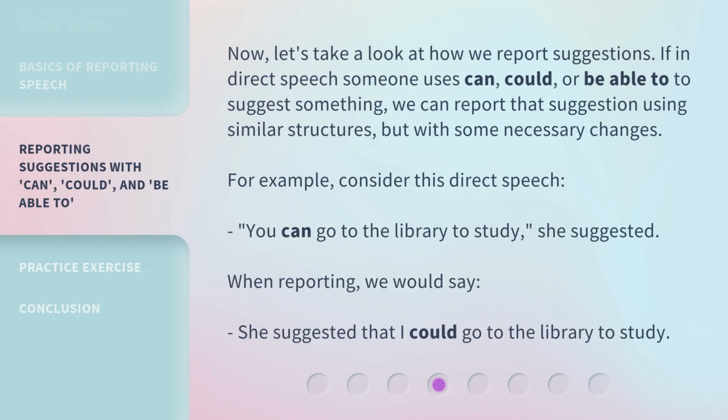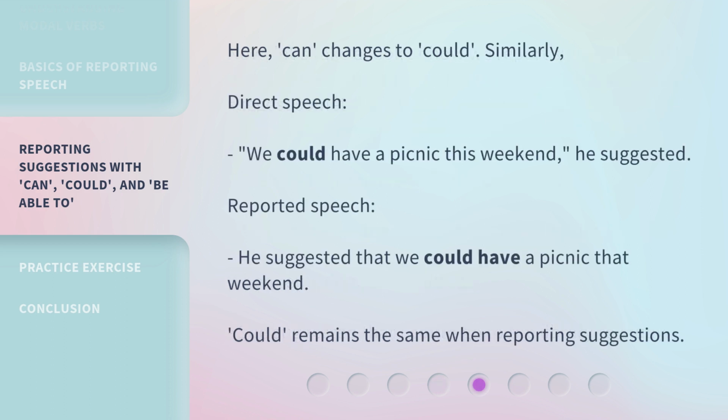Now, let's take a look at how we report suggestions. If in direct speech someone uses can, could, or be able to suggest something, we can report that suggestion using similar structures, but with some necessary changes. For example, consider this direct speech: "You can go to the library to study," she suggested. When reporting, we would say, "She suggested that I could go to the library to study." Here, can changes to could.